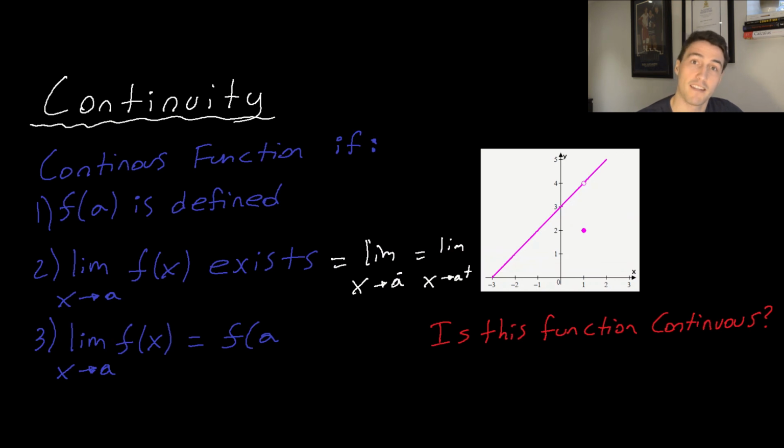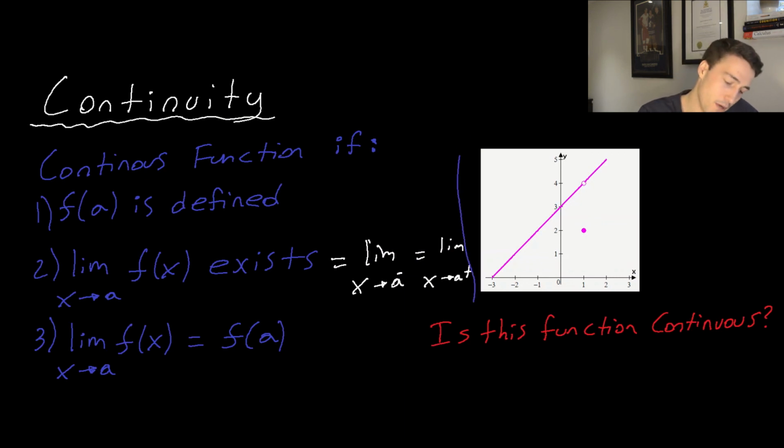And once we know it does exist, that checks one box of the continuity criteria to see if this function is continuous. And we also have this third step here. The third step is the limit of f of x as x goes to a equals f of a, so the value of that limit equals the value of the function at that x value. So now we can start asking questions on, is this function continuous?